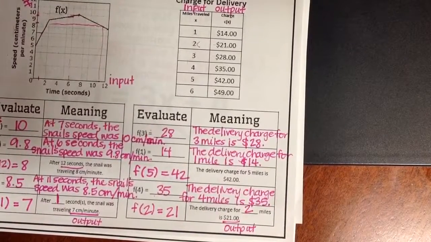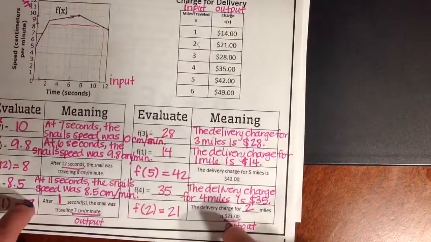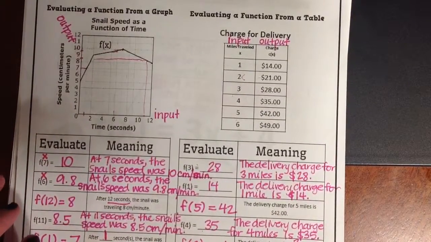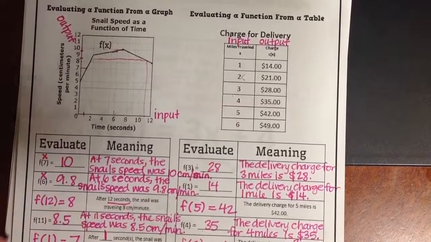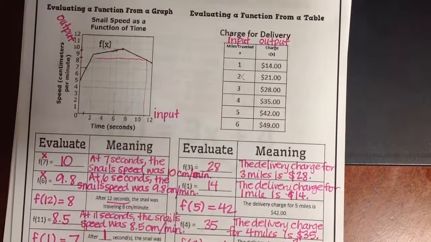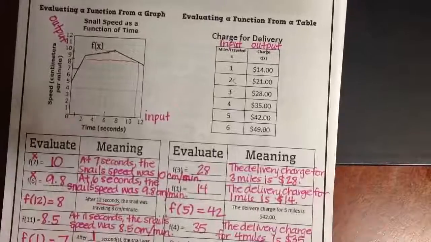And that is how you evaluate a function from a graph or a table and write the meaning in a complete sentence. Remember that you need to use their units of measurement. So you need to know what values or what the X values are being measured in, what the Y values, the output values, are being measured in. All right, we're done.